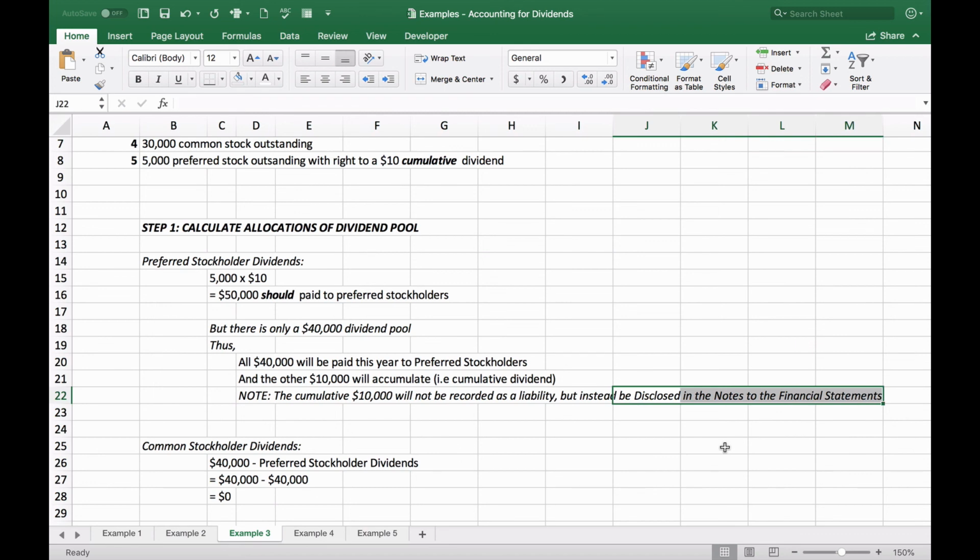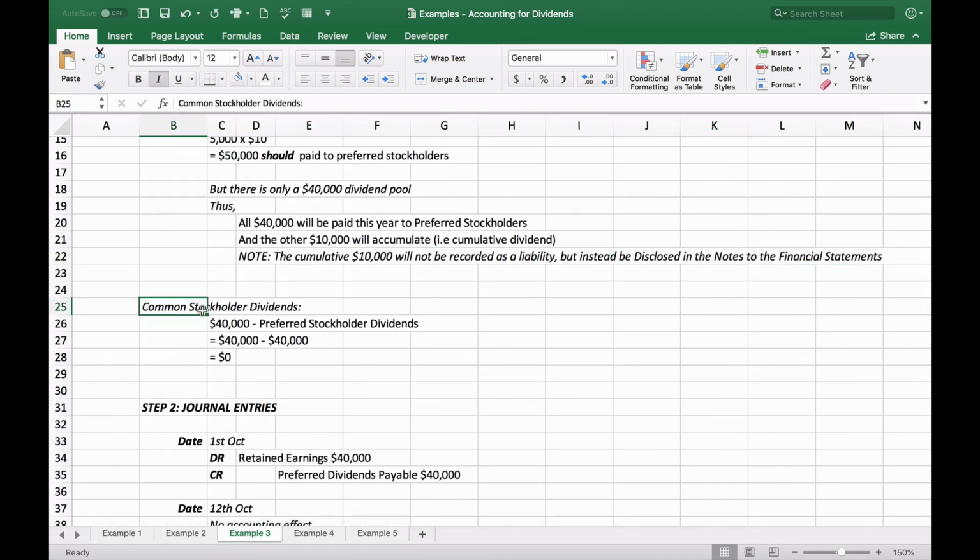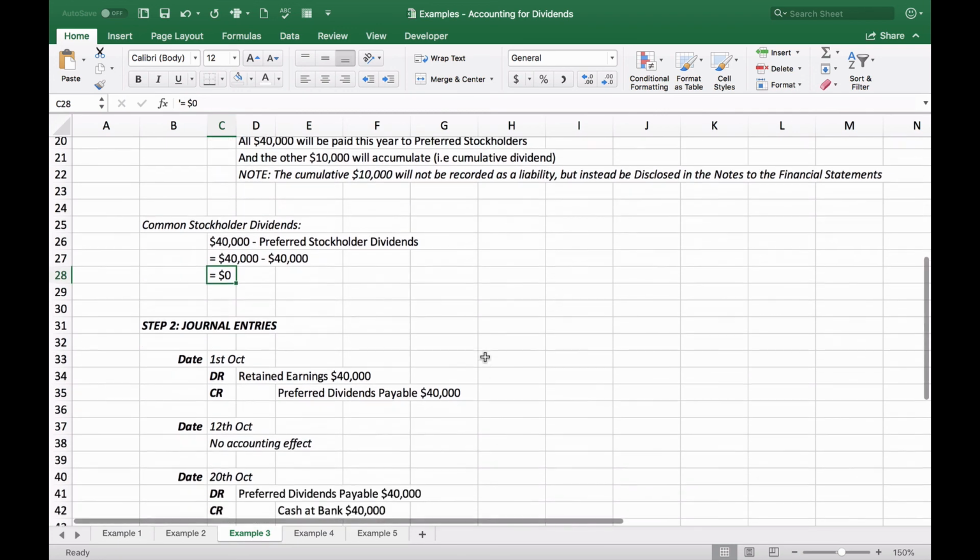Now, in accounting, the word disclosed or disclosure actually has a special meaning. When something is disclosed, it means it goes into the notes to the financial statements. In accounting, when something is recognized, then it goes in the financial statements, but when something is disclosed, it's not in the financial statements, but instead in the notes of the financial statements. Alright, so let's move on to common stockholder dividends. We have the $40,000 minus the preferred stockholder dividends, and the common stockholders get nothing this year.